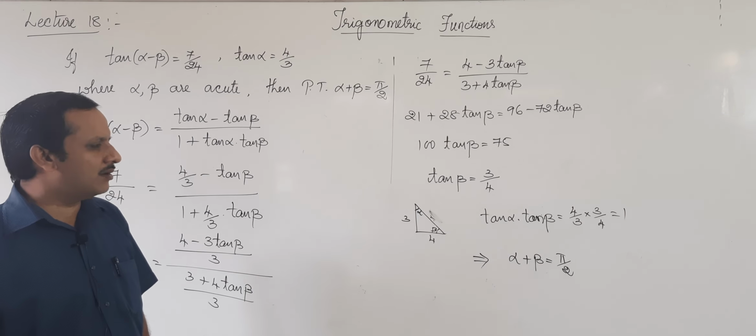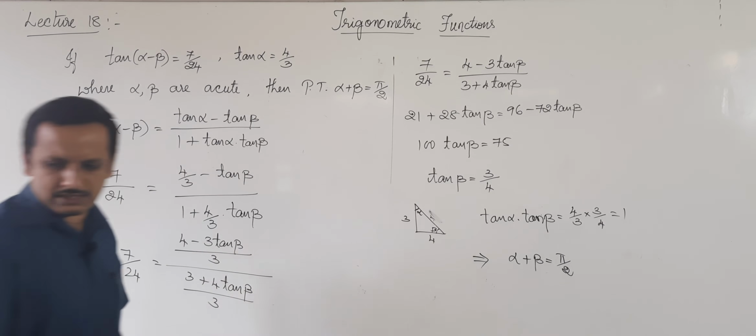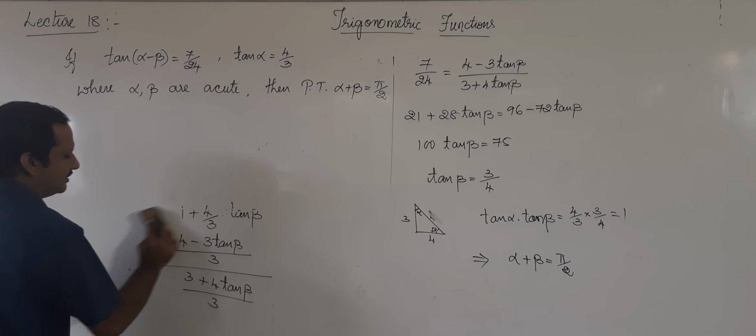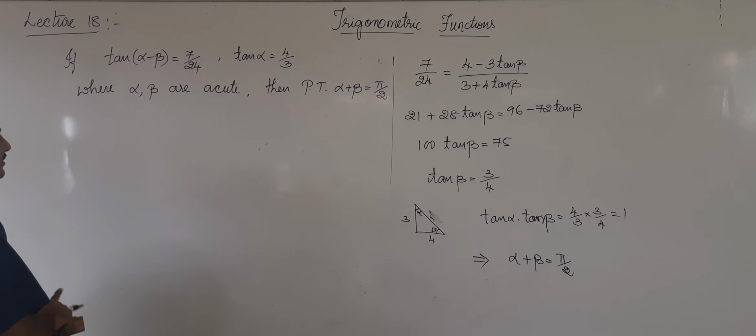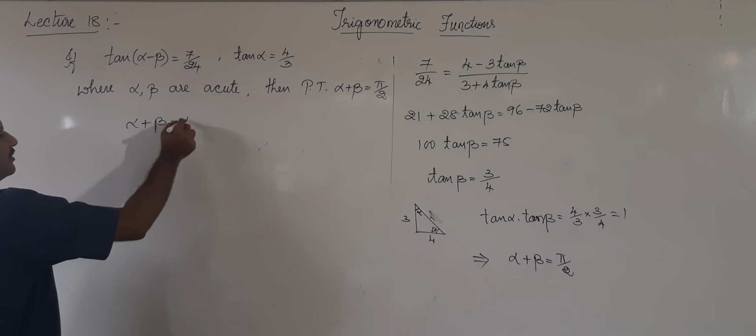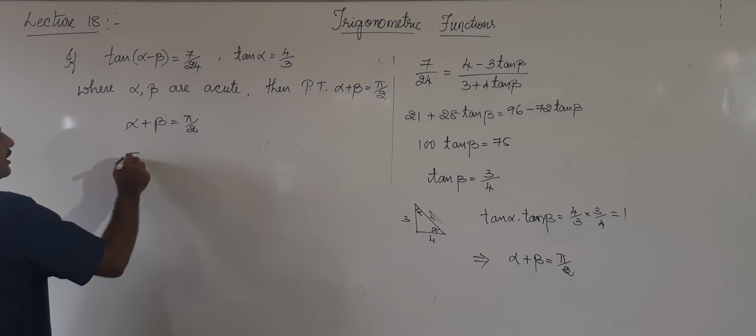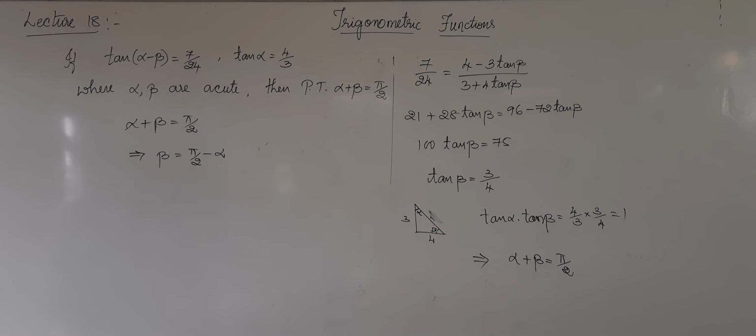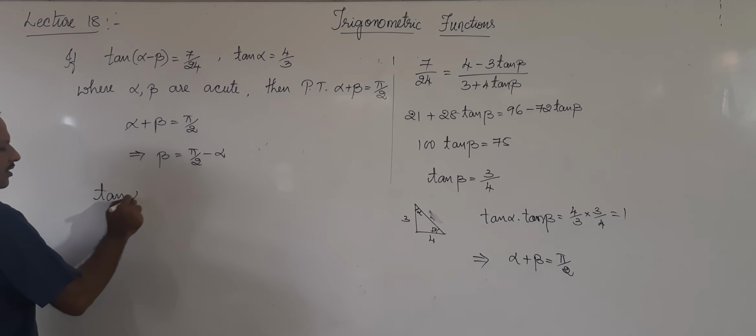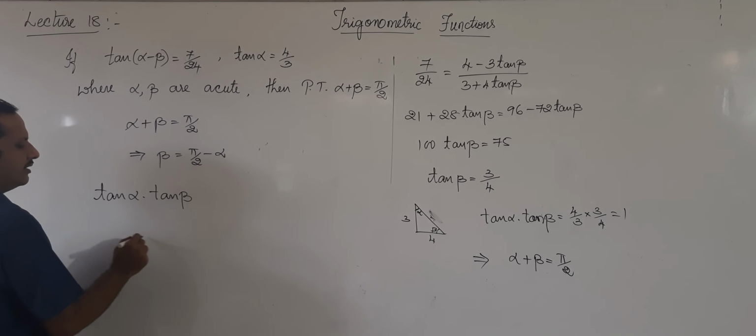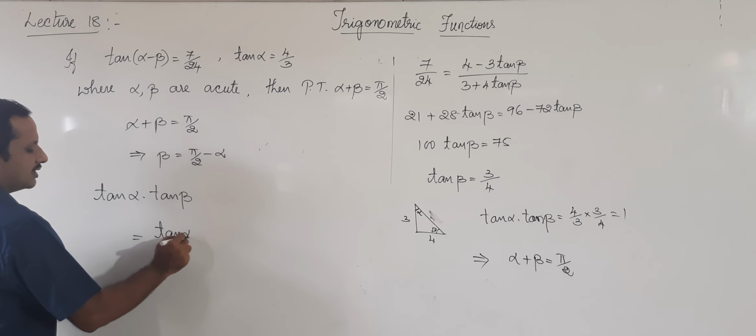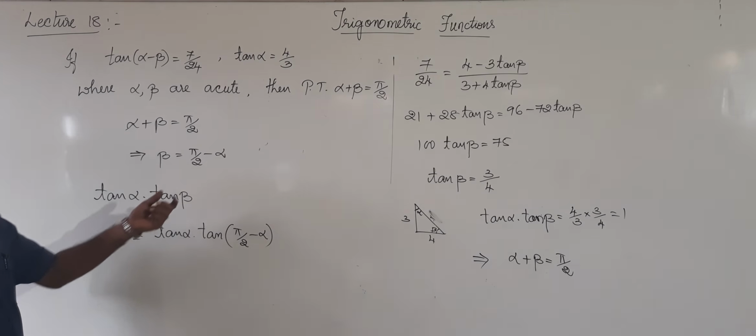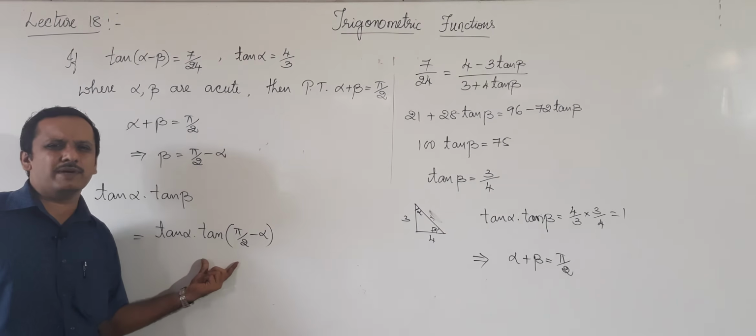Now you might be thinking, sir, how it is possible? I will explain briefly. If alpha plus beta is equal to pi by 2, then I can write beta is equal to pi by 2 minus alpha. Right? Beta can be written as pi by 2 minus alpha. Now I want to know what is tan alpha into tan beta. That's equal to tan alpha, I will keep it as it is. Tan beta, in place of beta, I will write pi by 2 minus alpha.